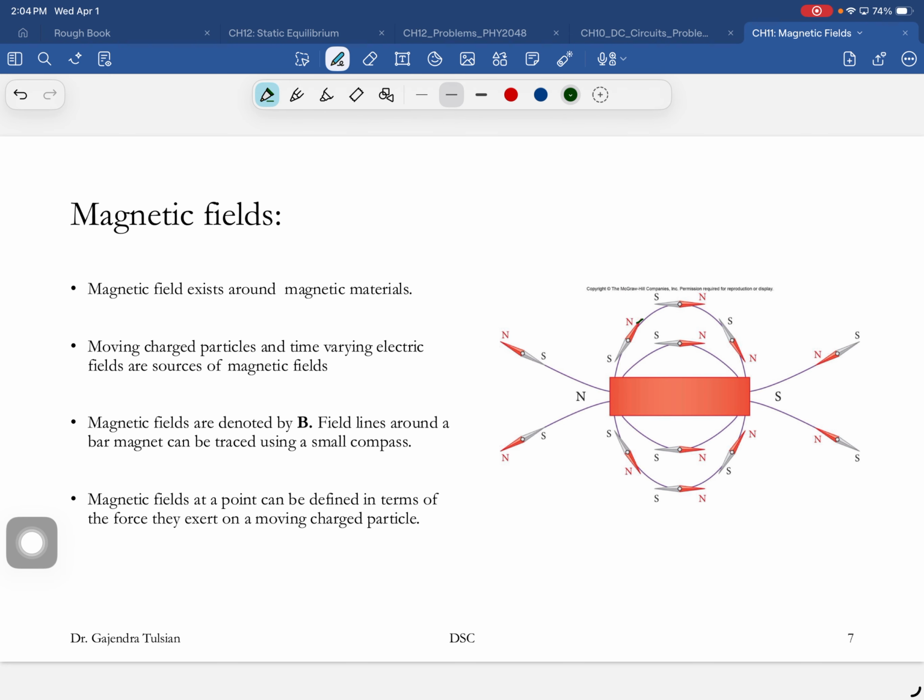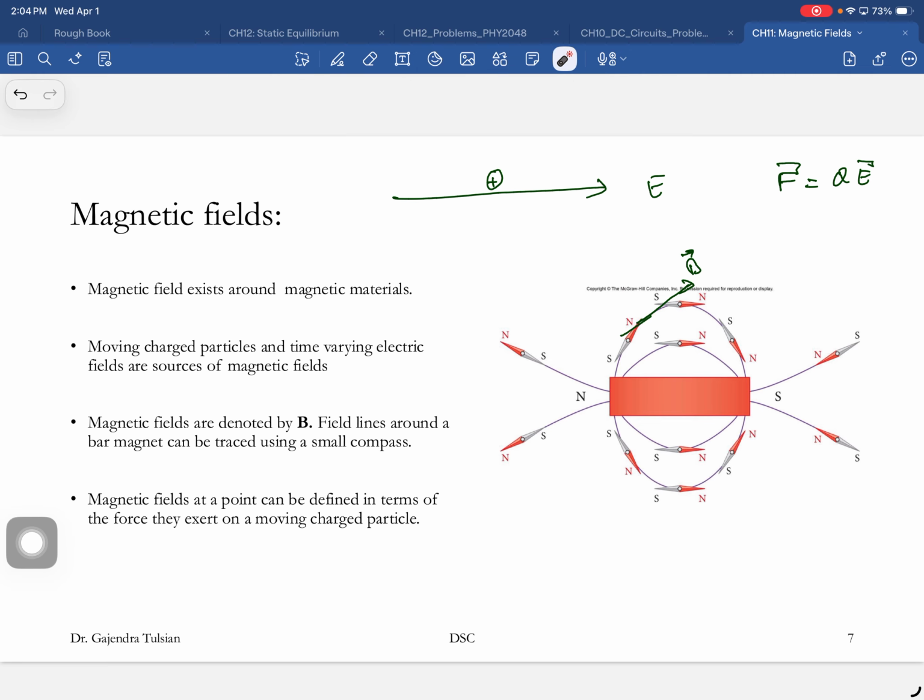Here is the magnitude of the force: Q times V times B times sine theta. Theta is the angle between V and B. Again, if you have a neutral particle, the force is 0. If theta is 180 degrees, what's the value of sine? 0. If theta is 0 degrees, what's the value of sine? 0. So if a particle is moving parallel or anti-parallel to the magnetic field, it doesn't feel a force. You've got to remember that.